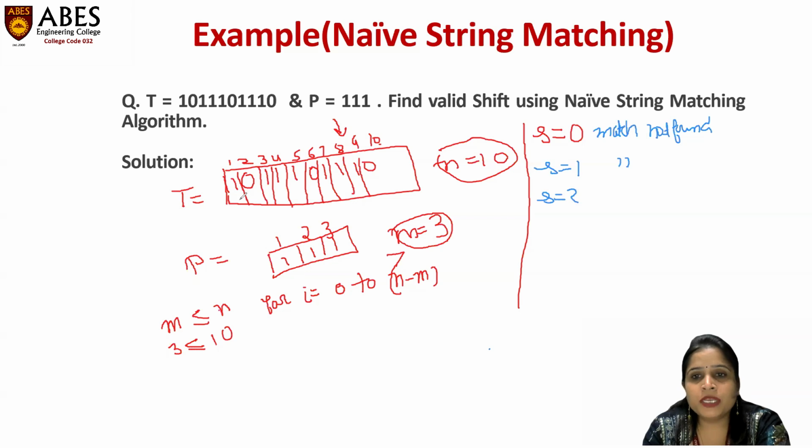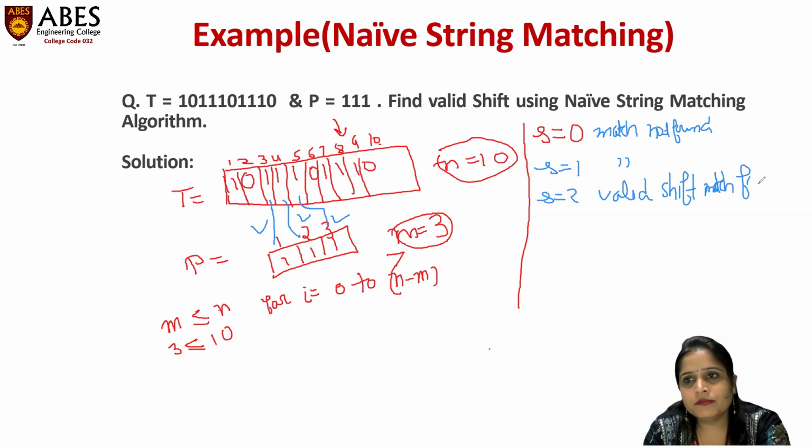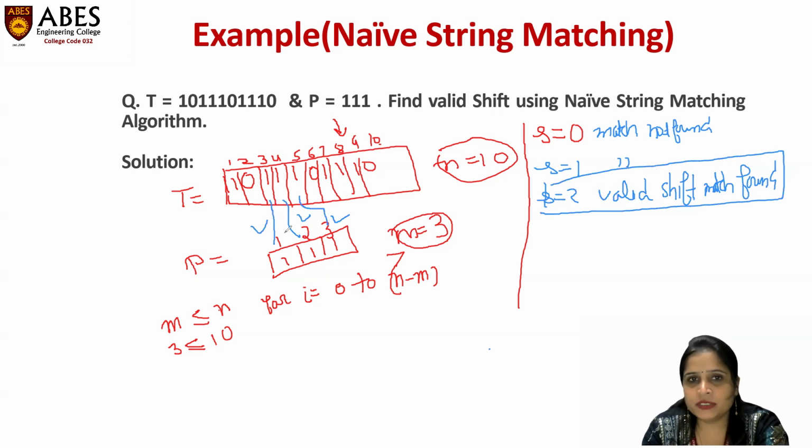For s equals 2, that means T of 2 plus 1, that is we match T of 3 to P of 1, match found. Then T of 4 to P of 2, match found. Then T of 5 to P of 3, match found. So it is a valid shift, because here match found. Right? So this is your valid shift. The first valid shift we find is at s equals 2 position.